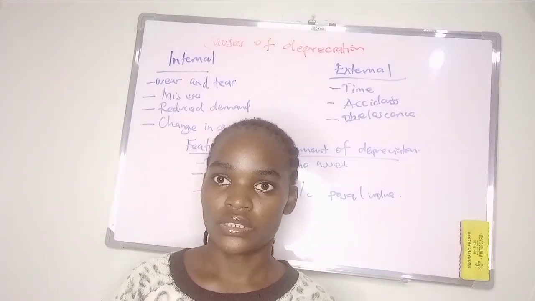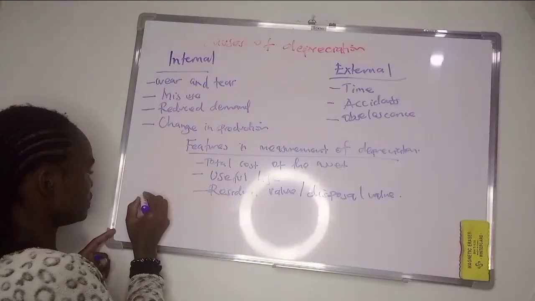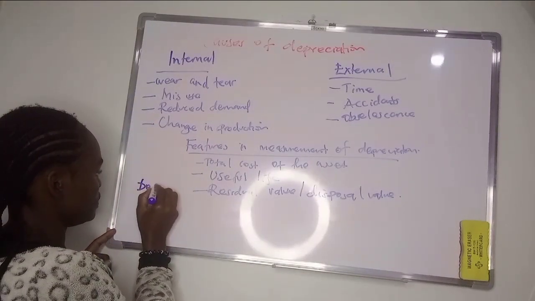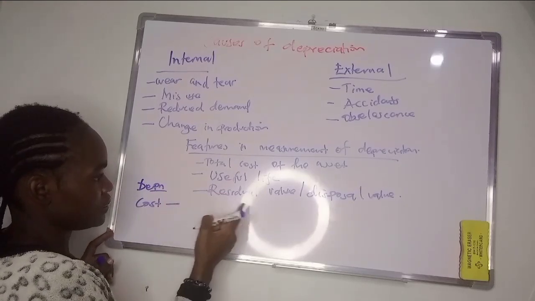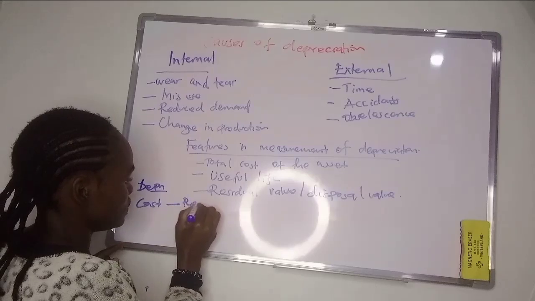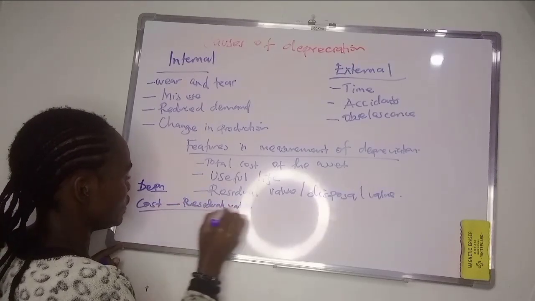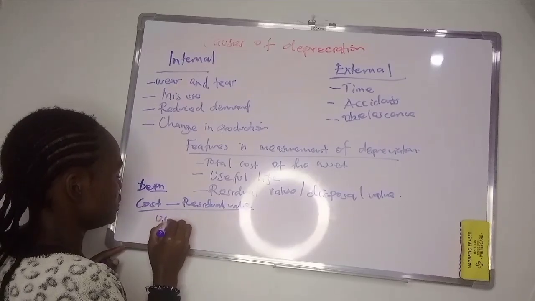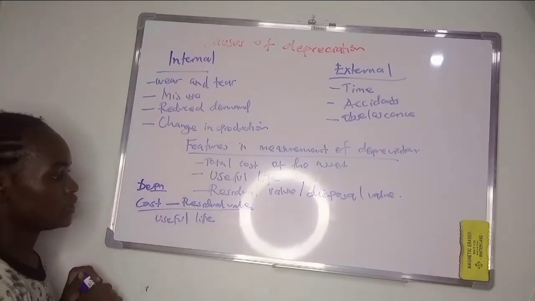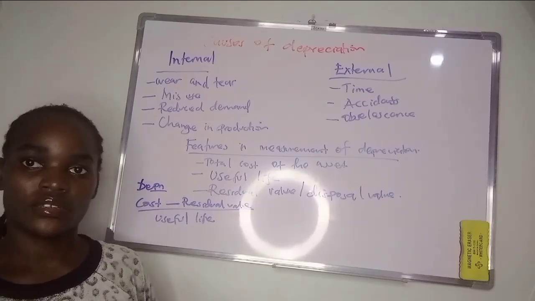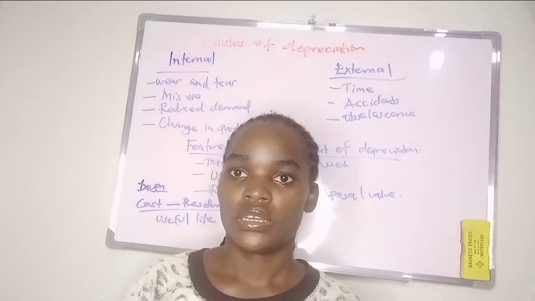Then how do we calculate depreciation? We get cost minus the residue value or the disposable value, divided by the useful life. And that's how we calculate depreciation. That's the formula for depreciation.